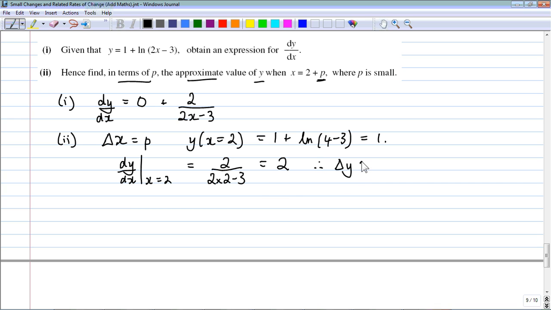So the change in y is approximately 2 times p. Therefore, the new value of y is approximately the original value of y plus delta y, 1 plus 2p.